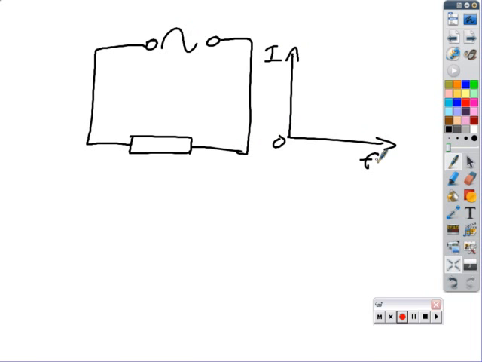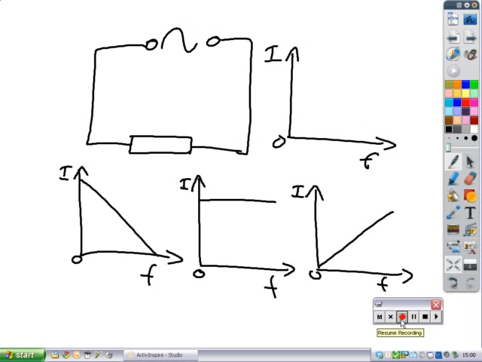Right. So these are the three graphs that we got, or suggested graphs we got. The one on the left here suggests that as you increase frequency, the current goes to zero. So the higher the frequency, the lower the current. This one here, the middle one, would say that as you increase frequency, it does nothing to the current. And the last one here is the same as a capacitor, which says that as you increase frequency, then you increase the current. Now, what does a resistor have to do with charge?